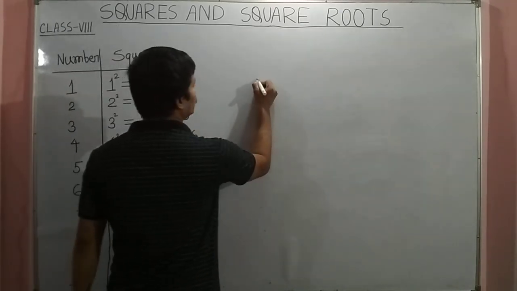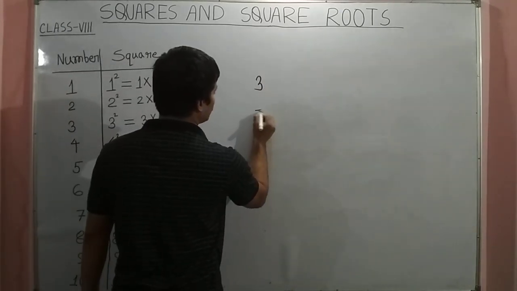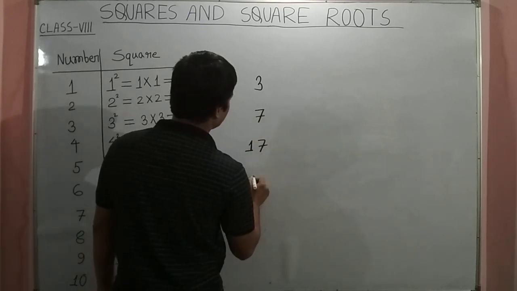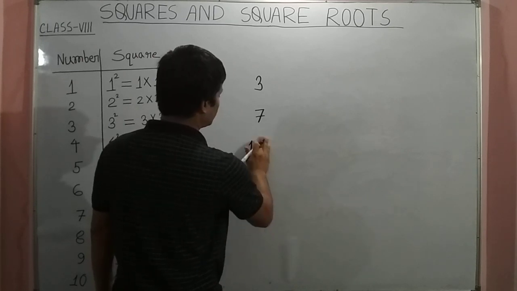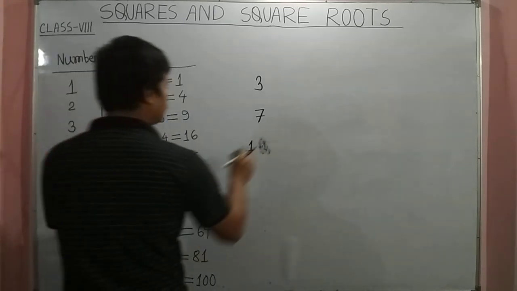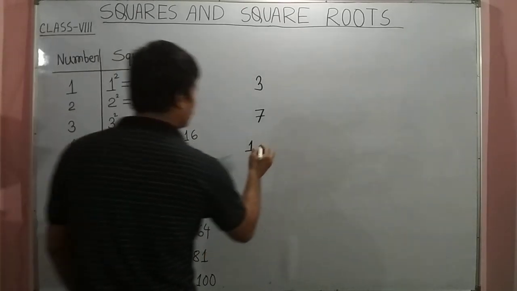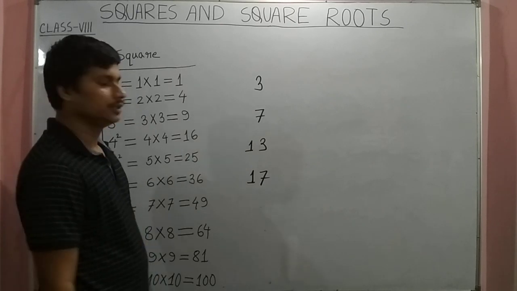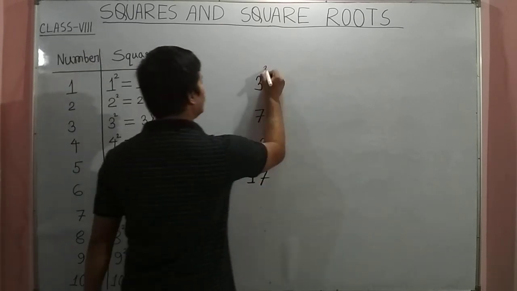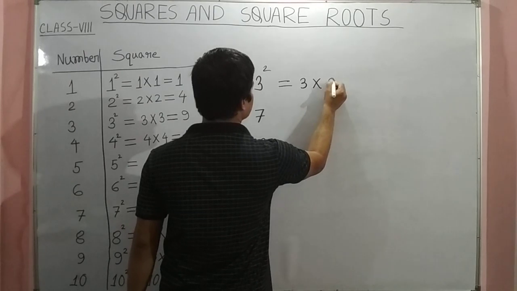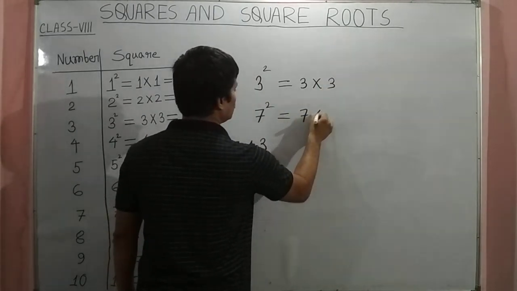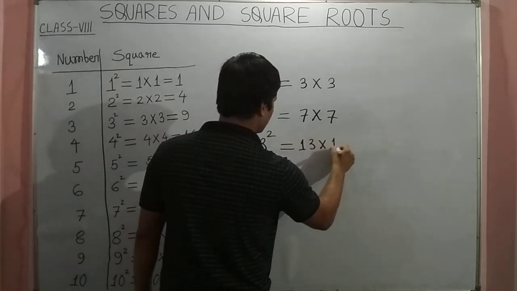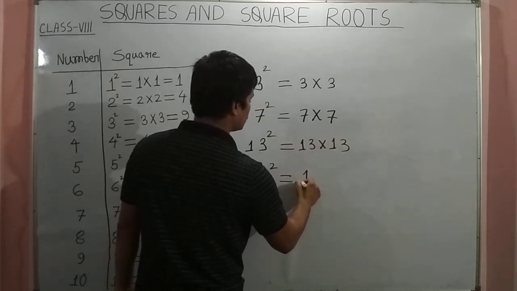Okay, we will take 3, 7, 13, and 17. Now we will find the square of these numbers: 3 square, 7 square, 13 square, and 17 square.